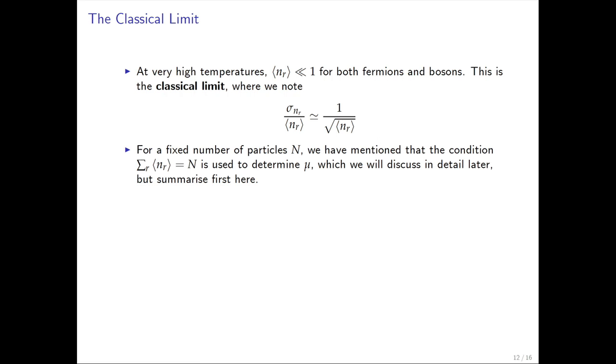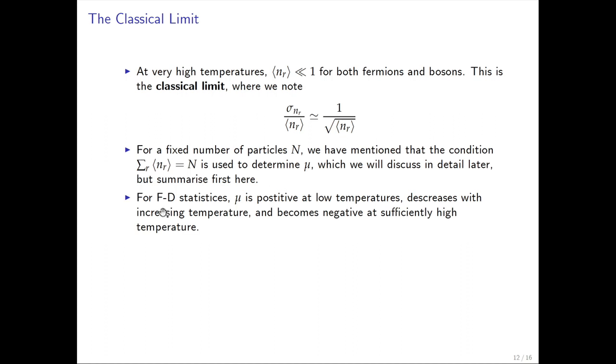So anyway, with a fixed number of particles, we have the condition that the sum over the states of the occupation numbers has to be N, and that will determine the value of the chemical potential. And we showed that at T equals 0 for fermions, which was quite easy. We'll discuss more examples of this later and in detail, but let me just summarize what we're going to find.